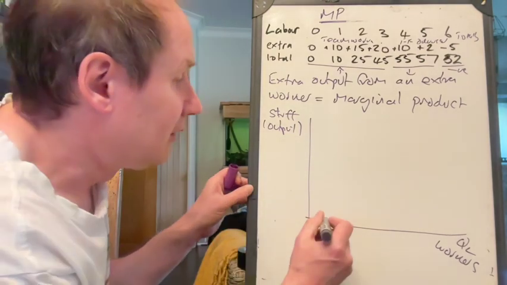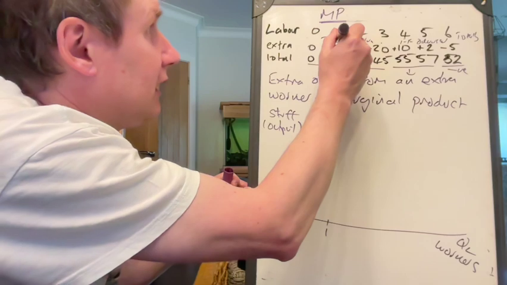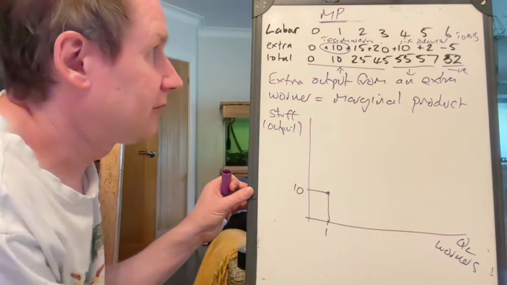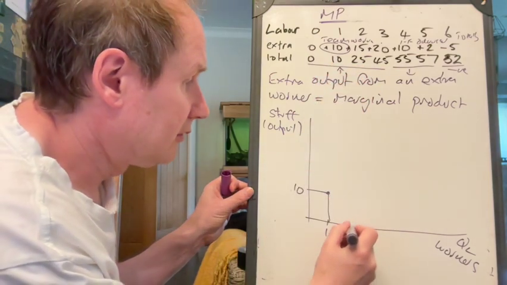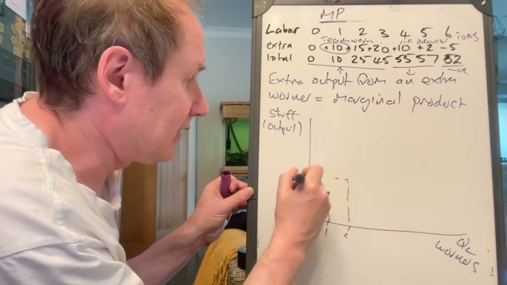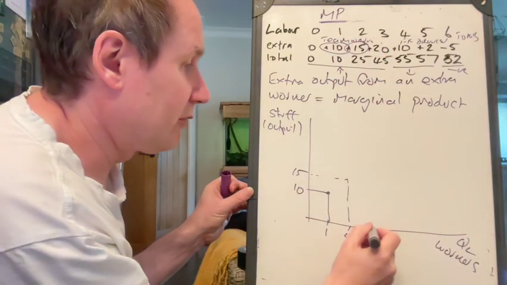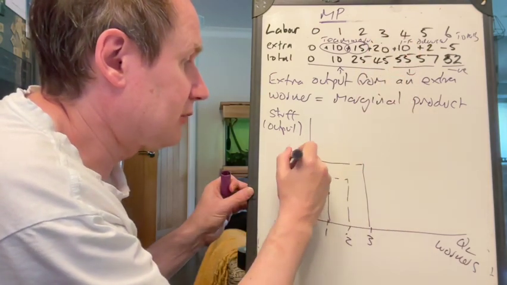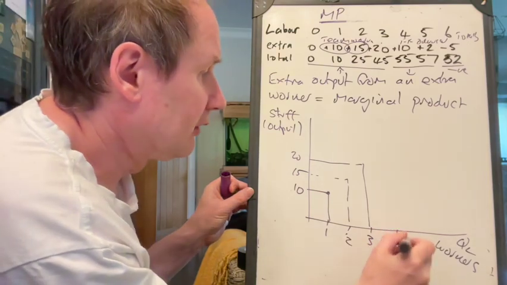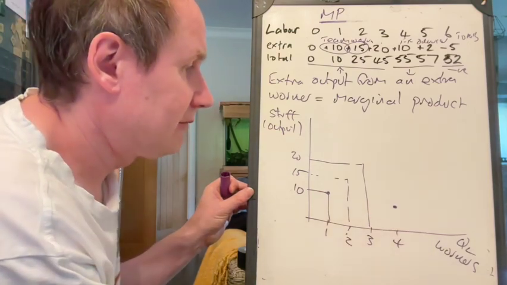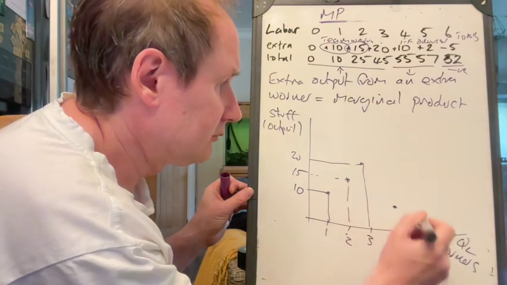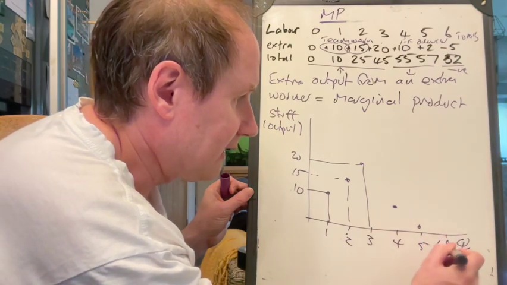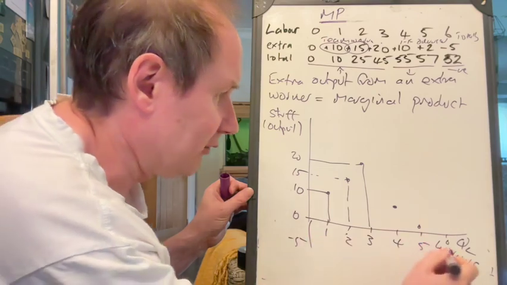And all we can see is that when we employ our first worker, we get an extra 10, plus 10. When we employ a second worker, we get an extra 15. When we employ a third worker, we get an extra 20. When we employ a fourth worker, we now only get an extra 10. When we employ a fifth worker, we only get an extra 2. And when we employ a sixth worker, we actually get minus 5 down there.